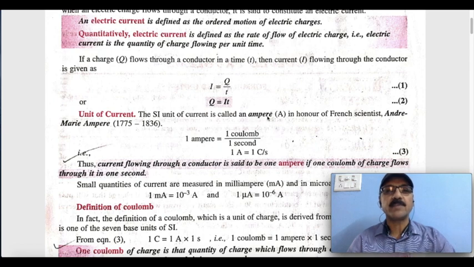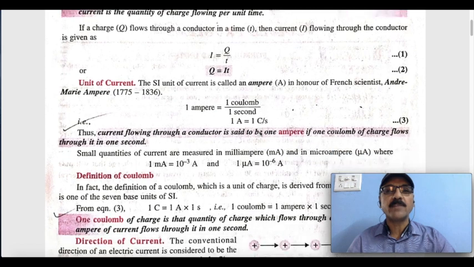The unit of electric current is ampere. Ampere is the name of a scientist. So in place of I, the unit is ampere. The unit of charge is coulomb and the unit of time is second. So 1 ampere equals 1 coulomb by 1 second.